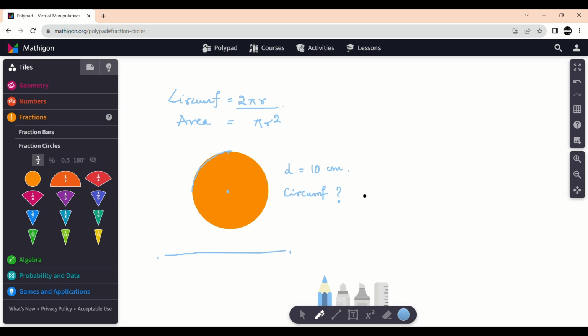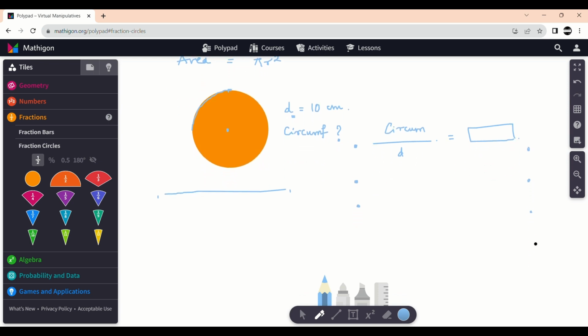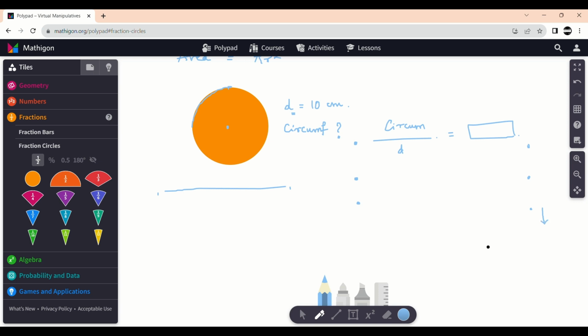Now take that circumference and divide it by the chosen diameter and see what value you get. Because this is an experiment, we want to collect data, which means you will do this experiment for another circle with a different diameter this time, one more circle with a different diameter this time, and see what values you get. You will see that this value is almost 3.14.